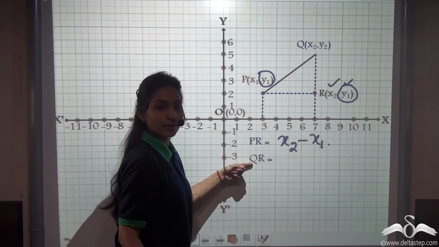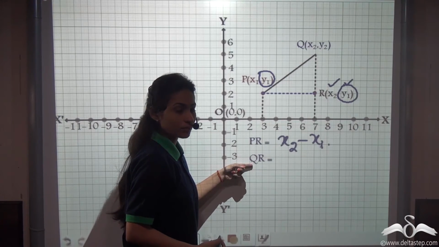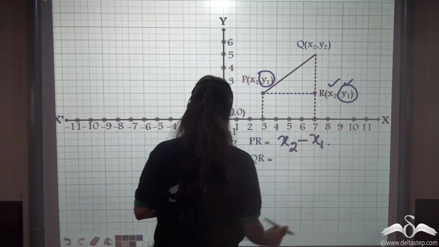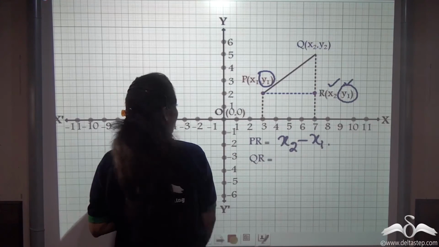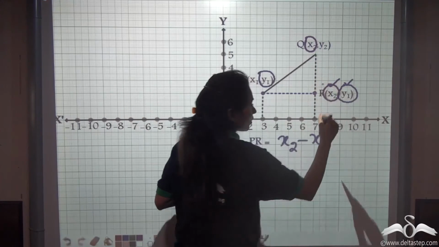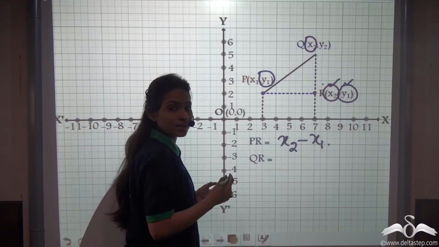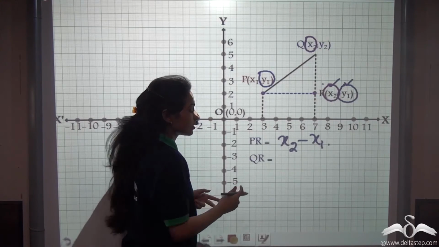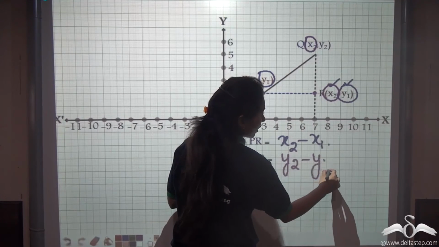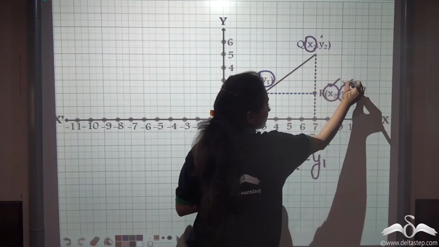Now what about QR? Can you tell me? Well, QR will be the distance between Q and R. Now I can see that both Q and R have the same x coordinates. So to find out their distance, we have to subtract their y coordinates. So QR will be y2 minus y1. We are subtracting the y coordinates.